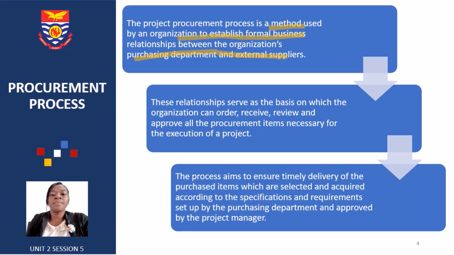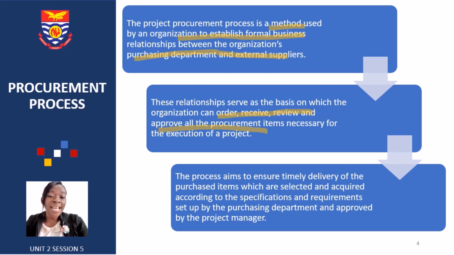So the relationship serves as a basis on which the organization can order, receive, review, and approve all procurement items which are necessary for the execution of the project. Obviously, we need to order these things, get our invoices, and then we're able to pay for them. Then we're able to receive this equipment and other things we need. Then we can review and see, well, yes, it's helping us do what we want to do. It's not what we need. Let's take it back or let's keep it. And then it helps you approve all the other procurement items you need to execute your project.